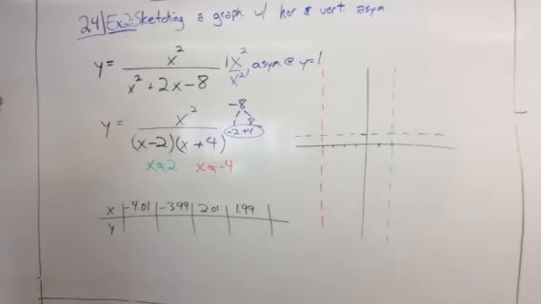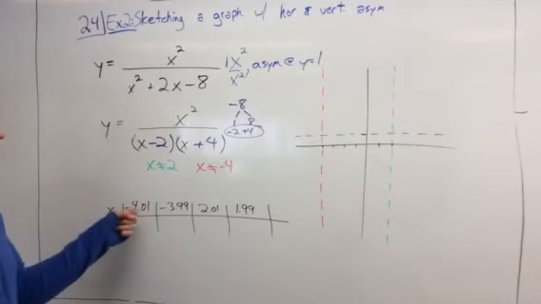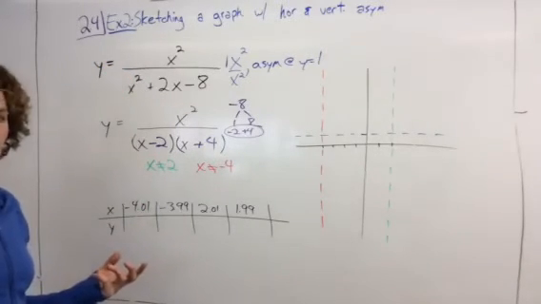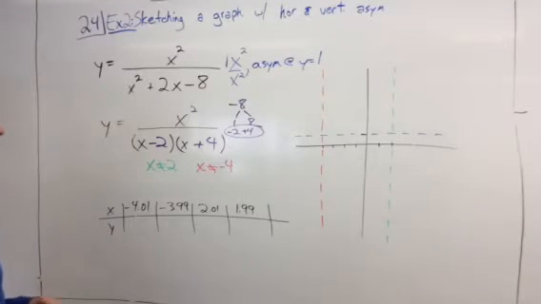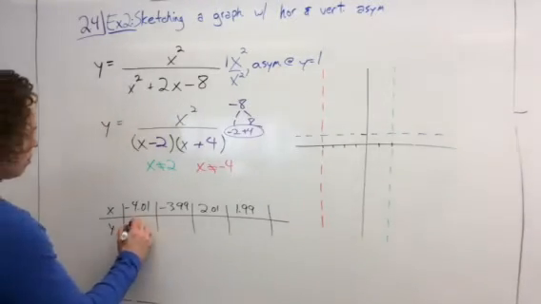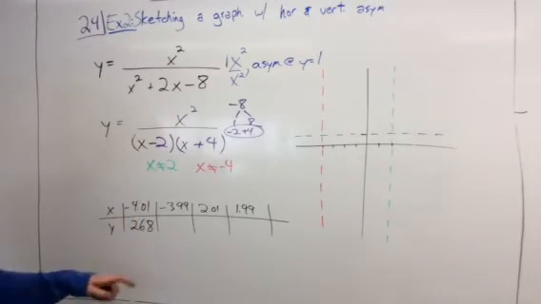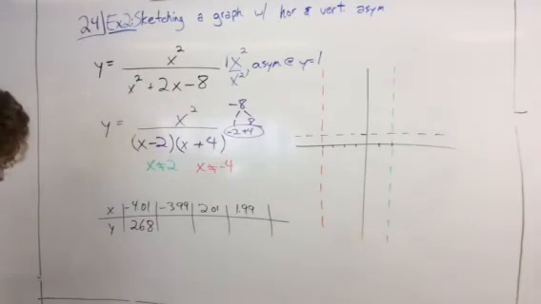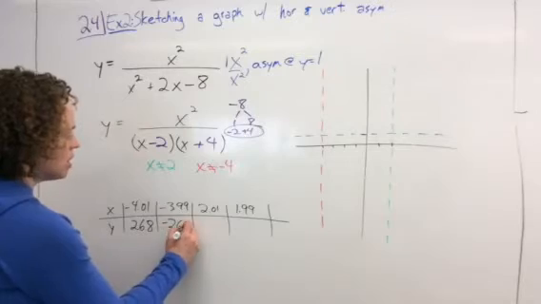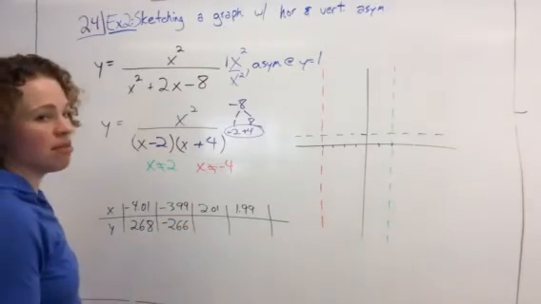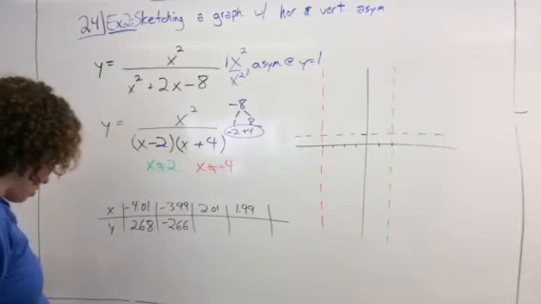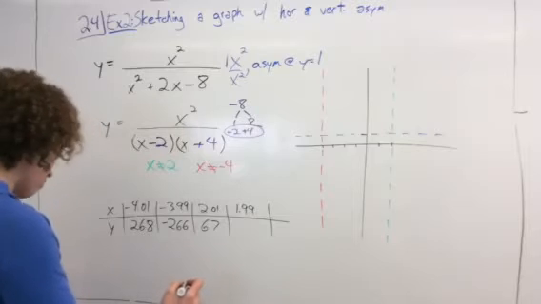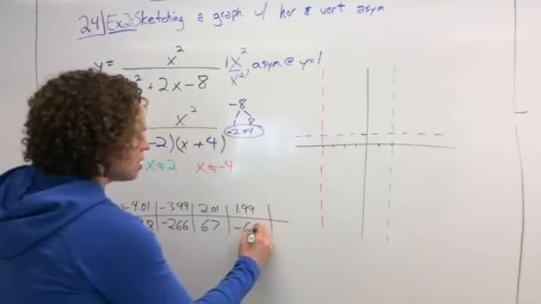So all I'm going to do is take this value and plug it into this equation and use my calculator to evaluate it. So when I do that, I should get 268 here. If I were to plug negative 3.99 into this equation at each of the x spots, then I should get negative 266. Then I'm going to do the same thing with 2.01 and plug it in, and I'll end up with 67. Whoops. Yep, that's right. And negative 66.